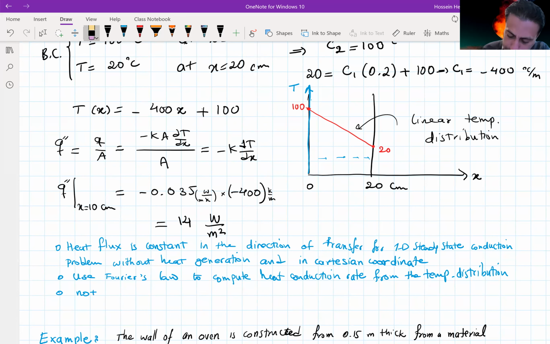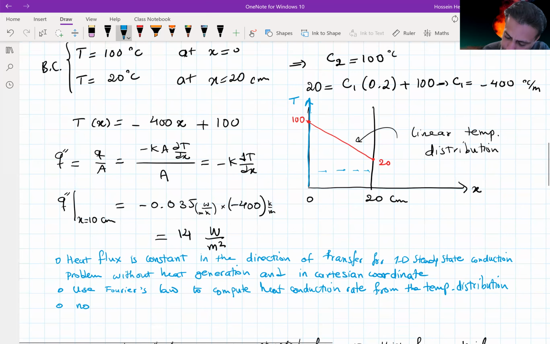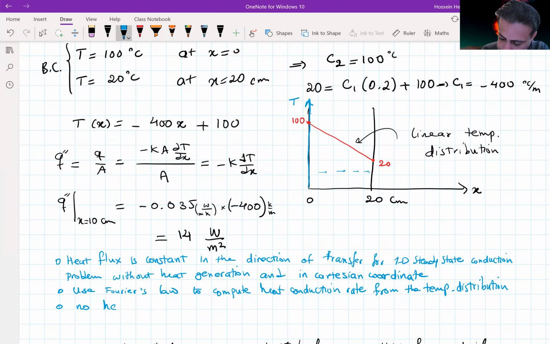And the other one is no heat generation, which means Q in equal to Q out.